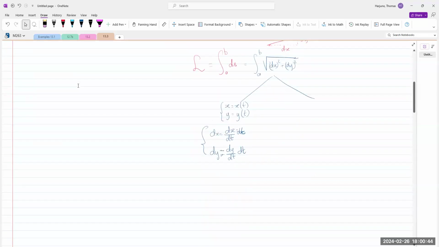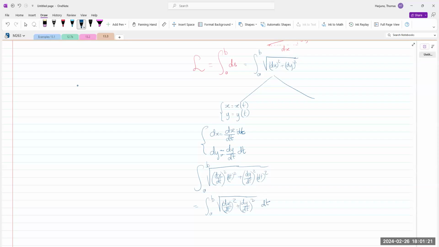In other words, notice what happened to that integral from a to b of the square root of (dx/dt) squared dt squared plus (dy/dt) squared dt squared, which I will factor the dt squared out of under the square root, and we get (dx/dt) squared plus (dy/dt) squared, and we factor out dt.